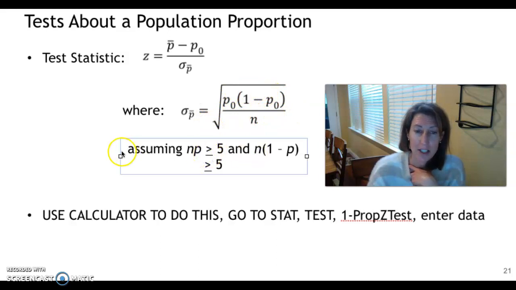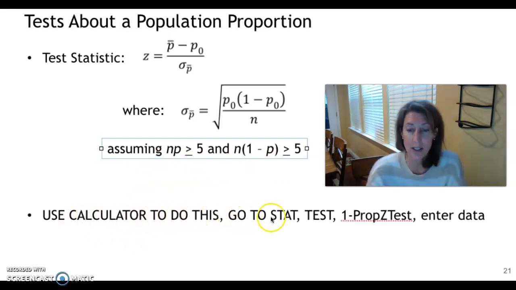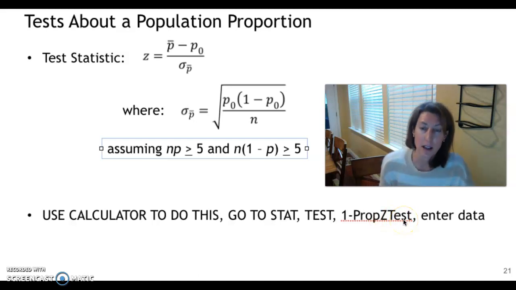And there are some conditions we have to meet. I'm not going to ask you to memorize those. They're in your textbook as well. Calculator is going to help us, guys. We're going to use the calculator to do this. Go to stat, test, go down to one proportion z-test, not interval. I think it's number 5 on your calculator, and enter in the data. All right, so I've got that on the next thing.